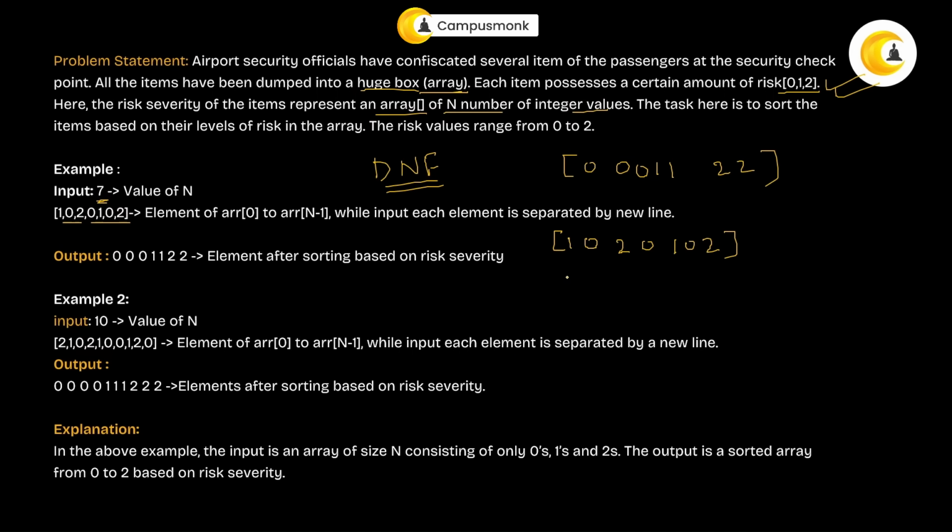You just need to figure out 0, 1, and 2 and make sure that this is your low, this is your mid, and this is your high. Just put them in place like that. That is all that you have to do. So it says that your input is 10 and then this is your array. So this is the result. In the above example, the input array of size n consists only of 0s, 1s and 2s, and the output is sorted from 0 to 2 based on the risk severity. So all you have to do is rearrange them, and for that you can just use this DNF.